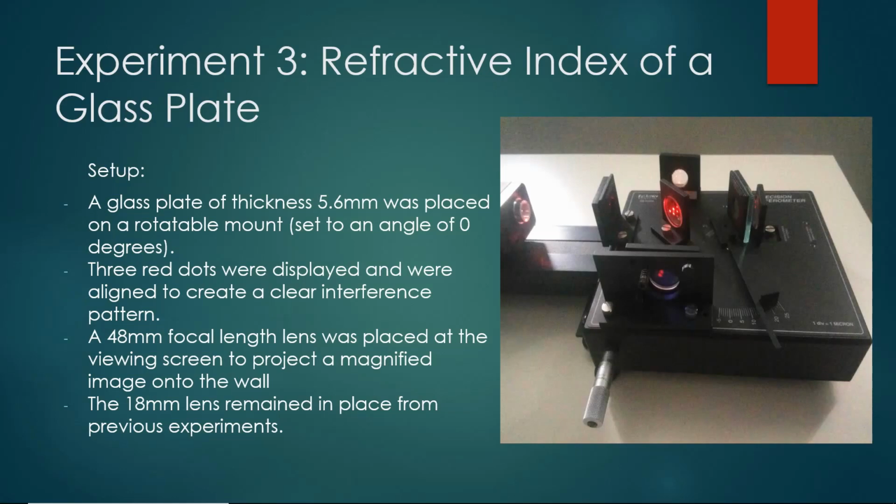Experiment 3 involved finding the refractive index of a glass plate. To set up this experiment, a glass plate 5.6mm thick was placed on a rotatable mount in the center of the configuration. The image displayed showed 2 sets of 3 red dots, which, using the knobs on the adjustable mirror, were aligned to create an interference pattern.